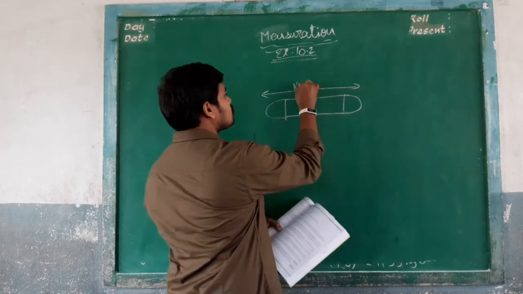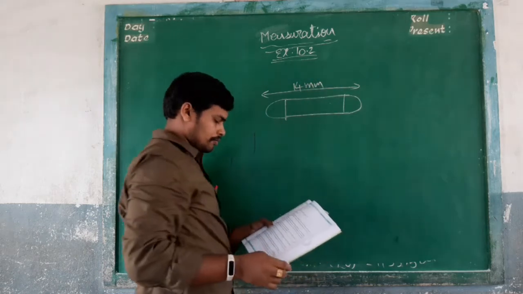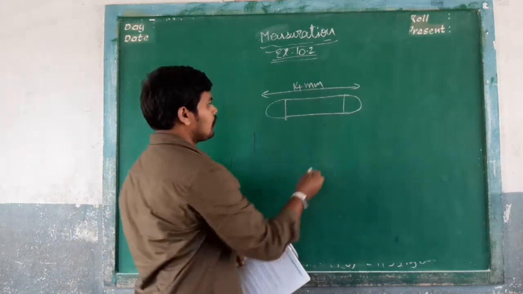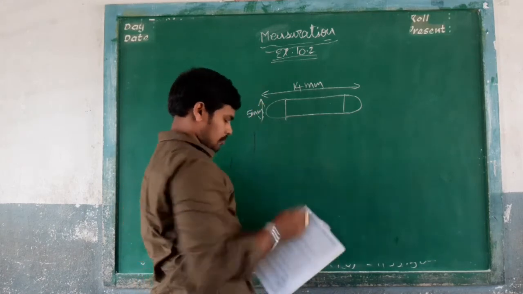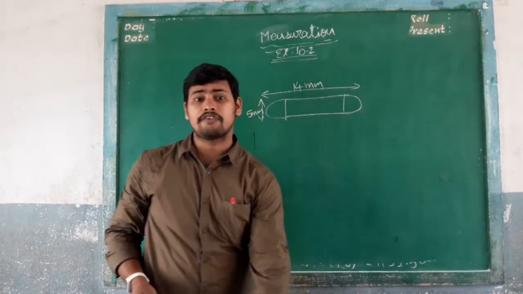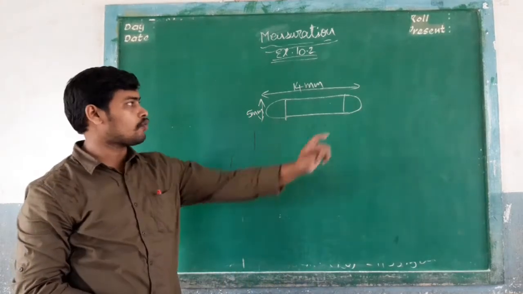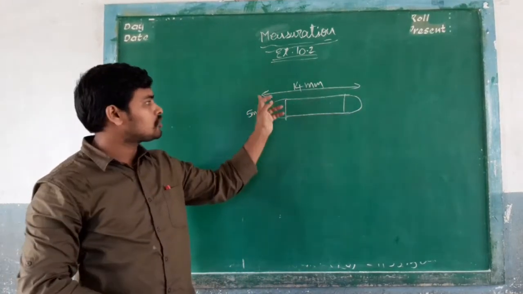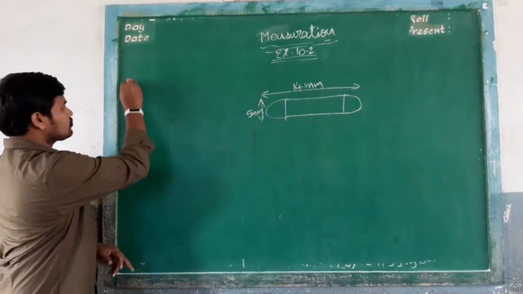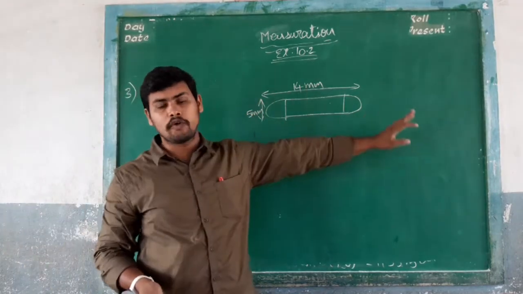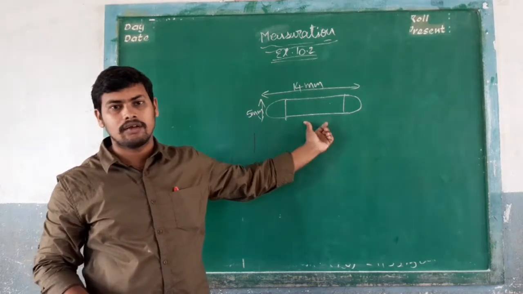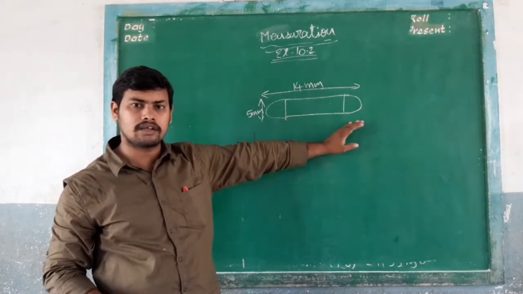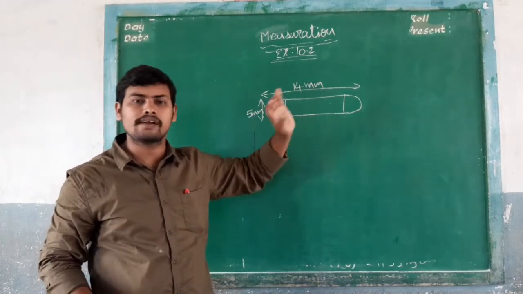The length of the capsule is 14 mm, and its width is 5 mm. Find its surface area. You have to understand one thing. Here, the capsule length is 14 mm, but we don't know the height of the cylinder. So first we have to find out the height of the cylinder.